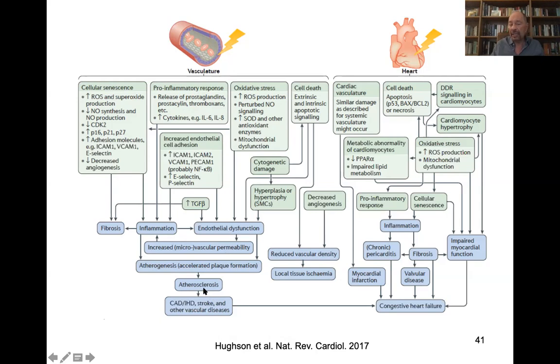And then you reach arteriosclerosis or stroke and other vascular disease. And here, instead, with damage to the heart. So all these things have to be clarified to understand the real risk of radiation in inducing heart disease.